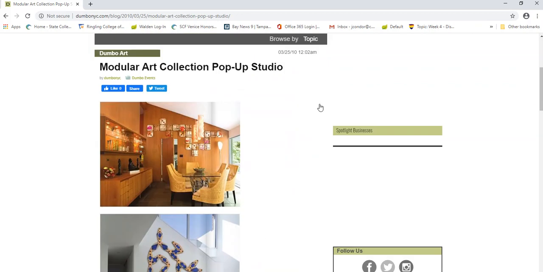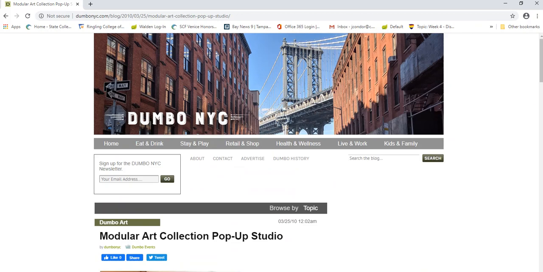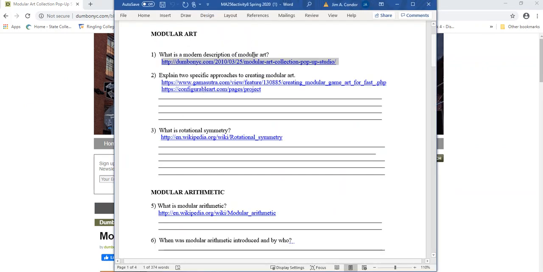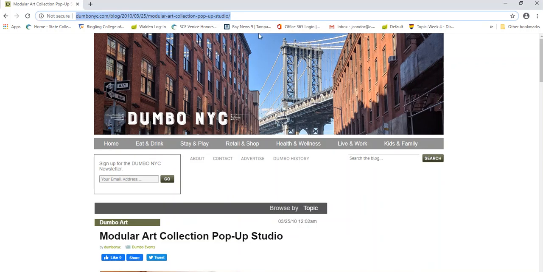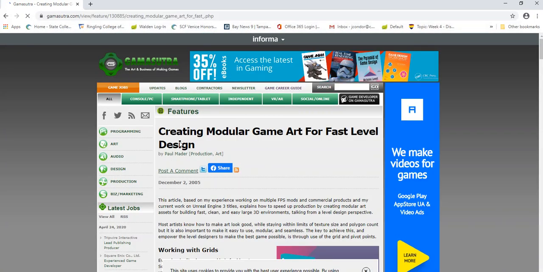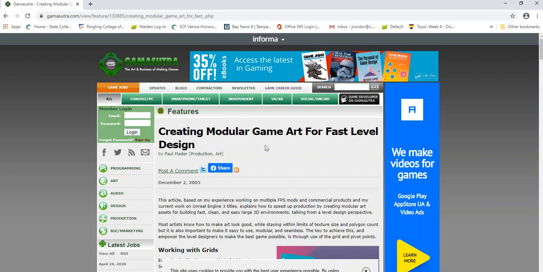So let's go ahead and go to number 2 here. It says, explain 2 specific approaches to creating modular art. And again, this first one is an idea of creating modular game art for fast level design.